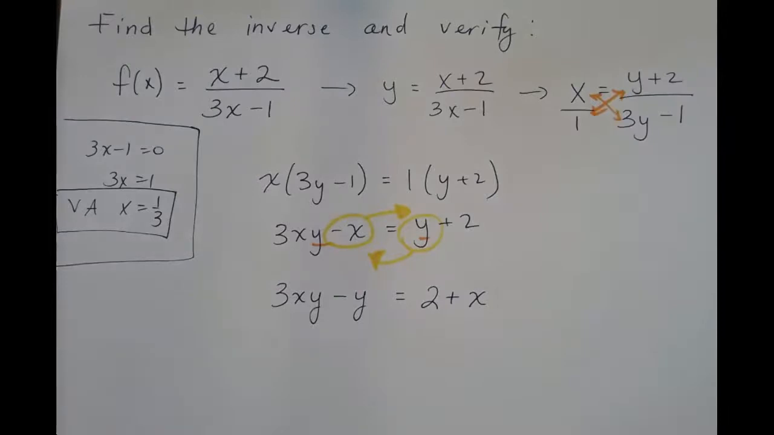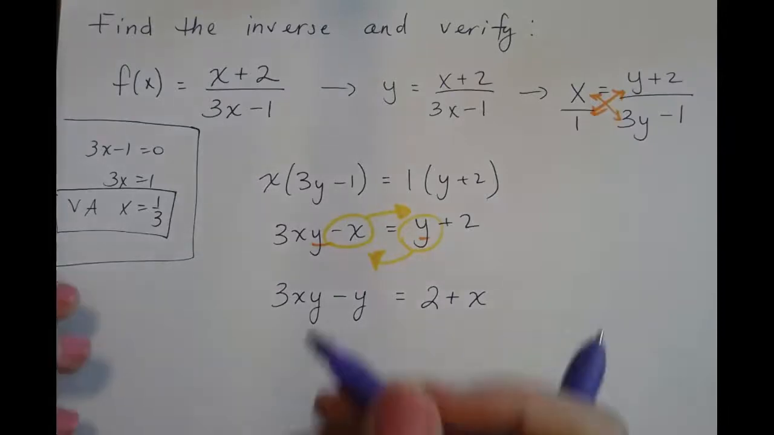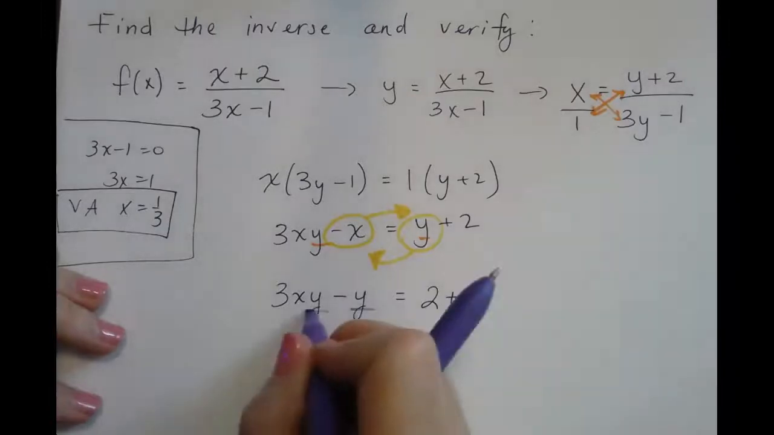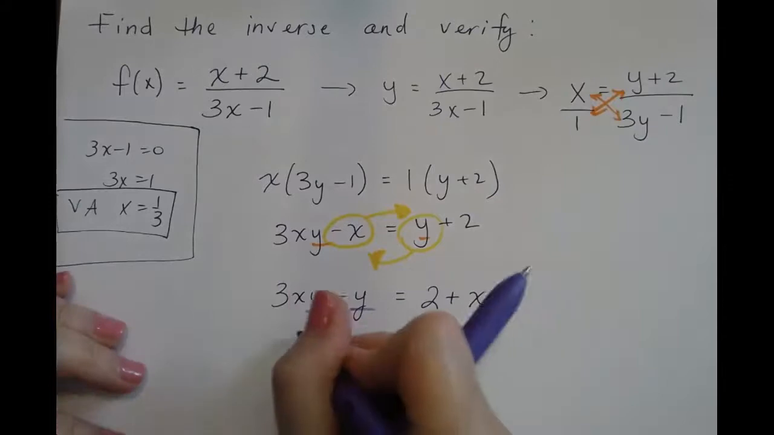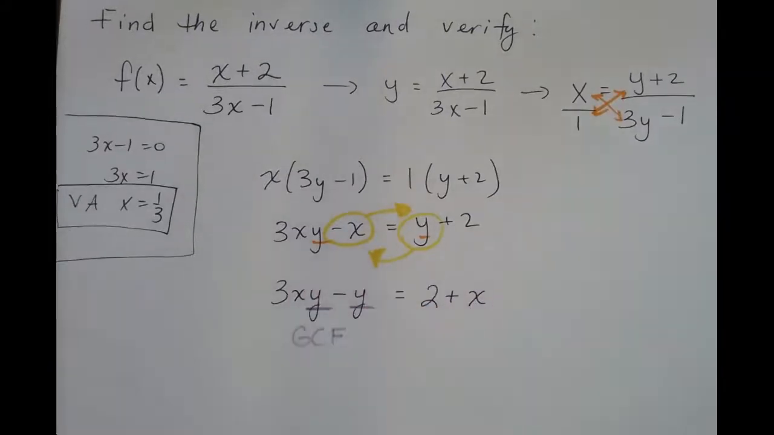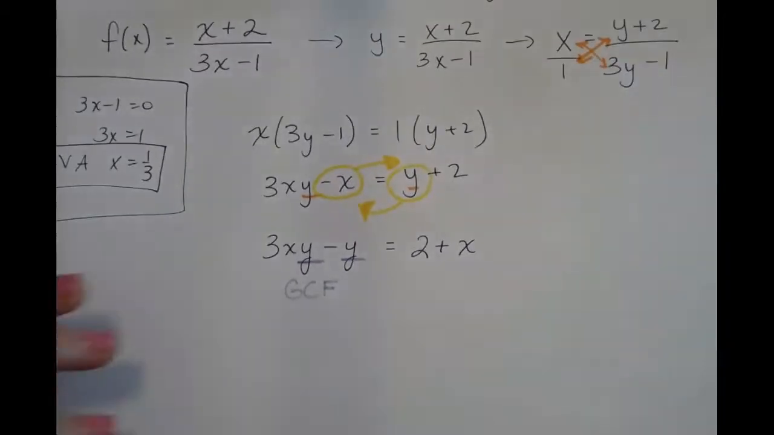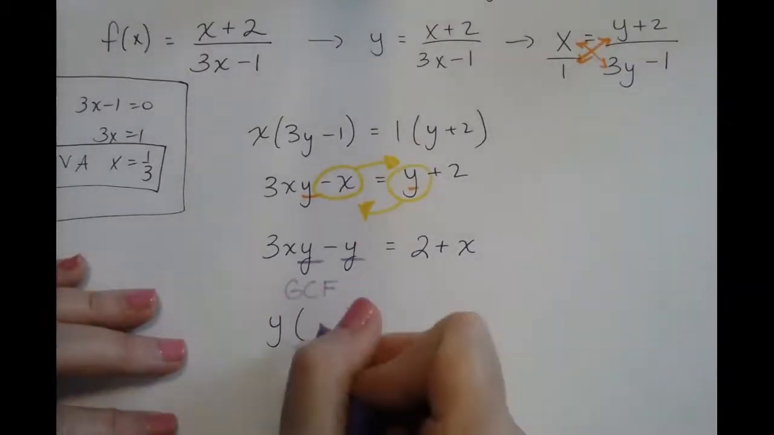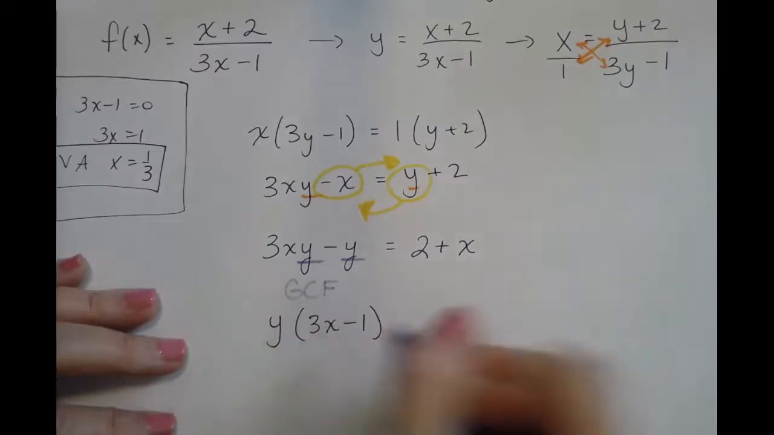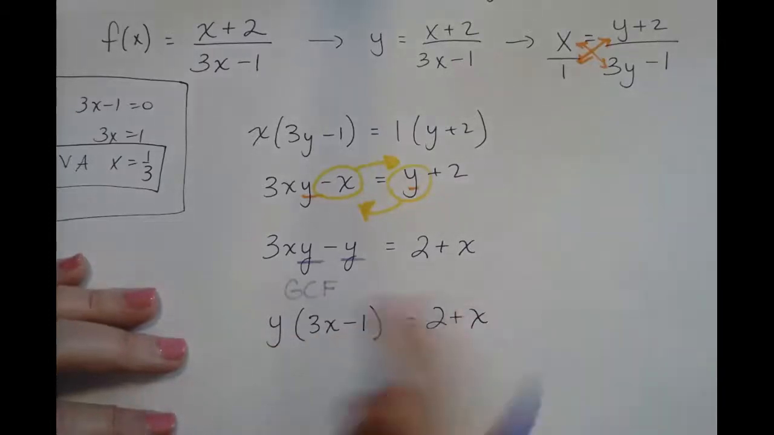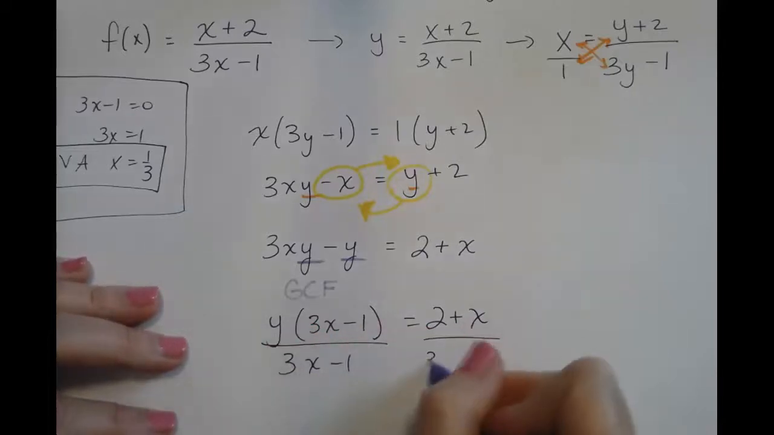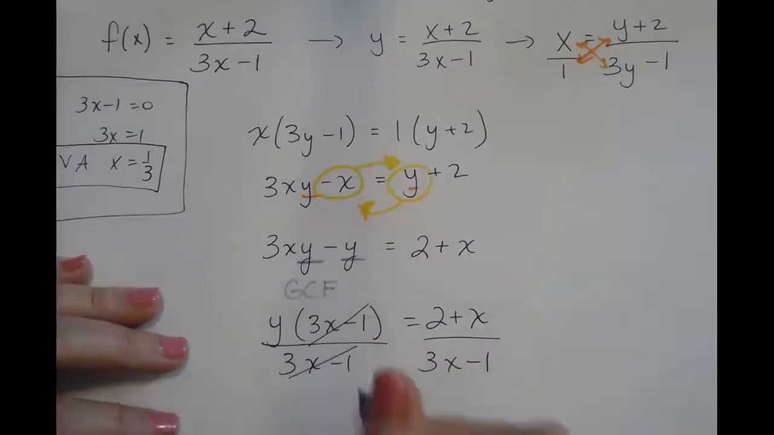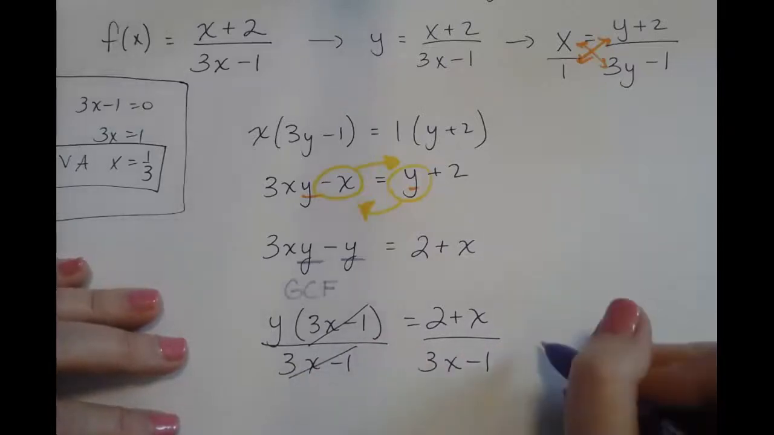Next, what is the y relative to the left-hand side? The y relative to the left-hand side is the greatest common factor. It's the GCF. So we're going to bring it out. We're going to factor out the GCF y and get 3x minus 1. Now, to get the y by itself, we simply need to divide by 3x minus 1. And that is our inverse.